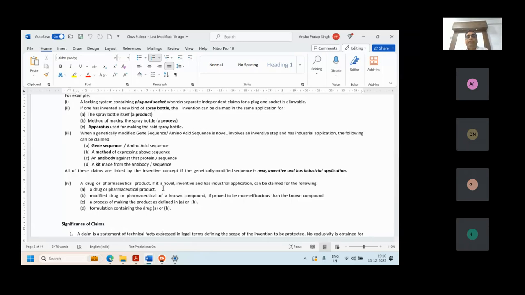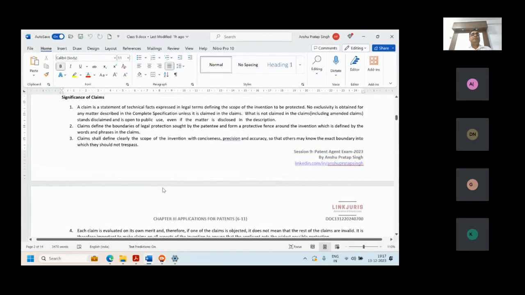Similarly, if you are going for a gene sequence, you have to see the gene sequence, method, antibody, or a kit made from that antibody. All can be part of one single application, and that can be a single inventive concept also. Similarly, for modified drugs which have proved to be more efficacious than the known compound, the process of making the product as well as the formulation contained in the drug, A or B, both can be there.